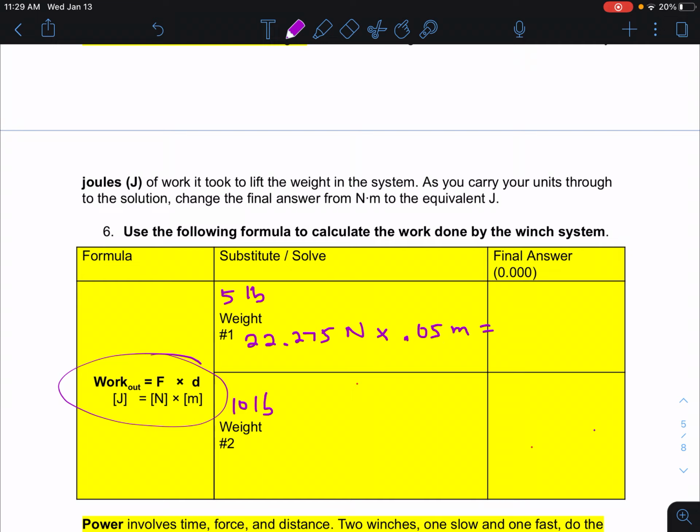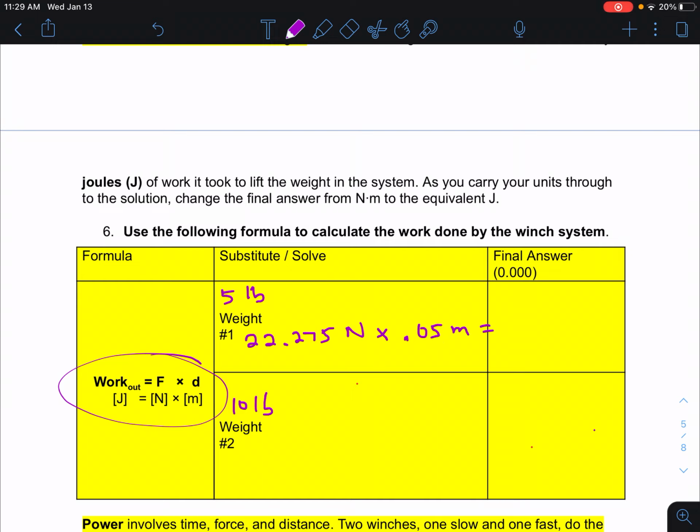If you multiply 22.275 times 0.05, we get 1.114. Newtons times meters is the unit of joules. Okay, 1.114. Work, 1.114. And I don't have to put the units, joules, because we've got units all up on the top here for everything. So you can just put numbers.